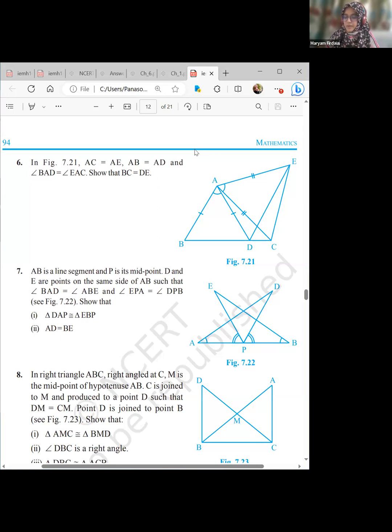Are you able to see my other screen as well now? So angle BAD plus X is equal to angle BAC. What is angle BAC? This one. Angle BAC, this one. The angle that belongs to the blue triangle.